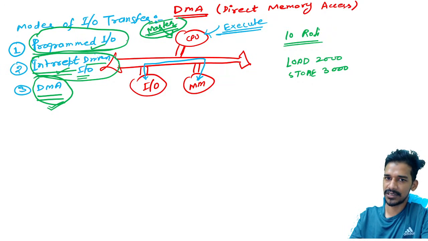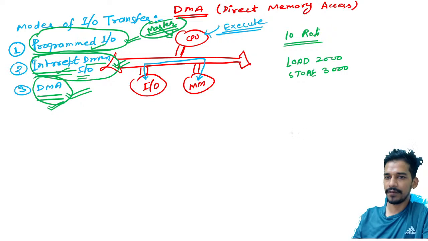So you will see that most of the CPU time will be wasted in this, okay, CPU time will be wasted in programmed IO. In case of interrupt driven IO, the CPU time will not be wasted too much, but it is still involved, right? CPU is still involved and some time will be wasted. But in case of DMA, very little CPU time will be involved in transferring the data.